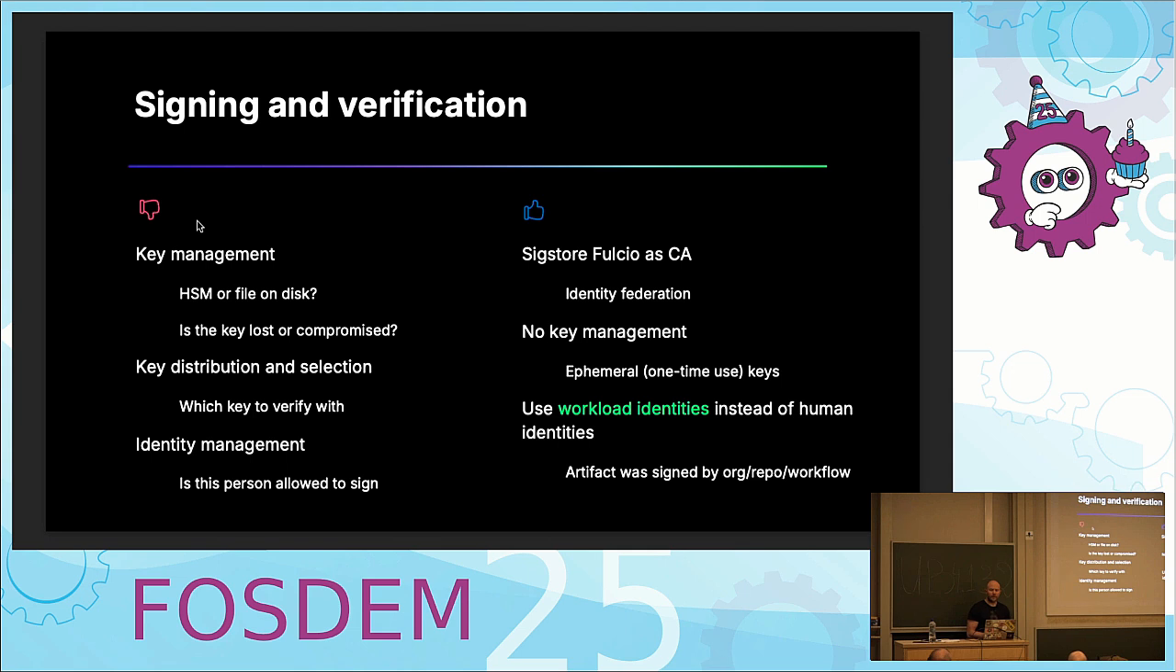So yeah, the benefit of using Sigstore here is you get identity federation out of the box. So you have a system that kind of vouches for your identity. You don't need to manage the keys. And especially for artifact attestations, we rely on workload identities instead of human identities. So the identity is basically the organization, repository, and the workflow. So you don't need to understand who is the maintainer of this package and something like that. You can kind of look at where this thing is expected to come from, this repository.